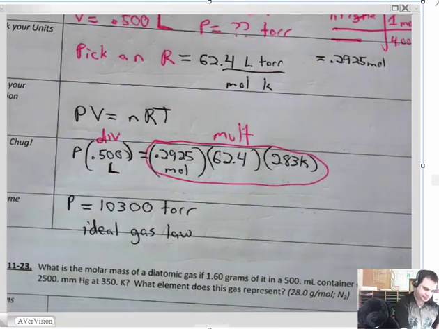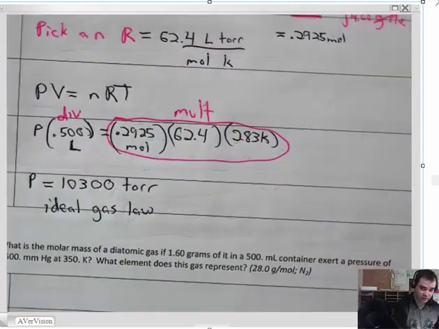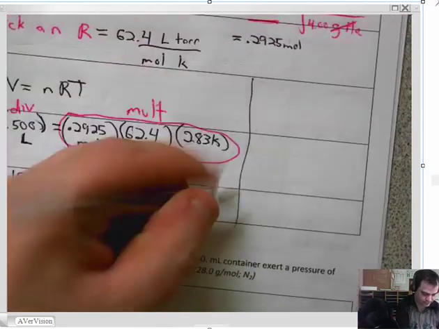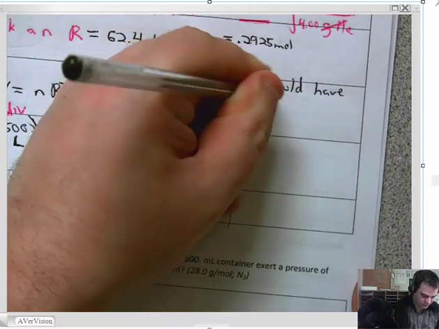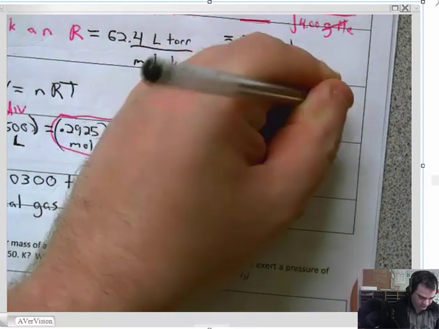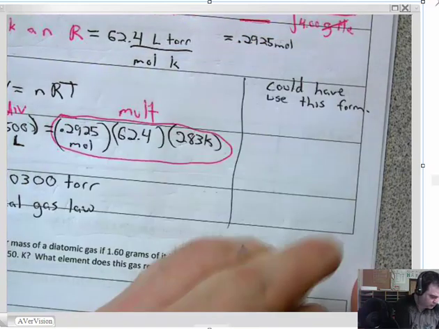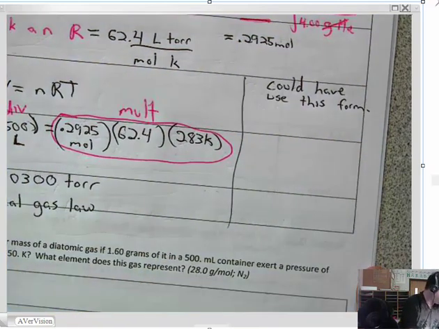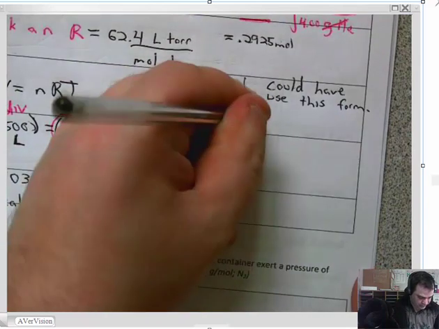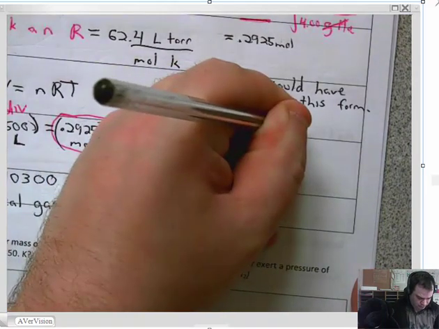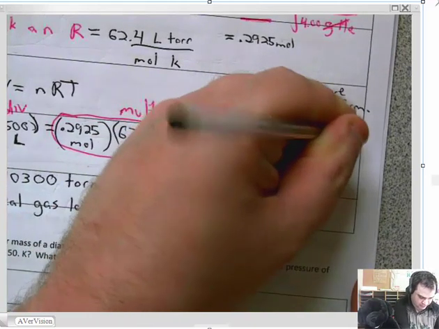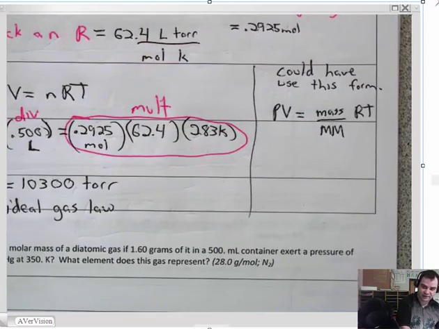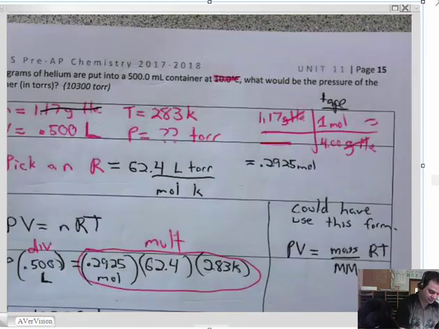Now you could also have used this formula as well. You could have used PV equals mass over molar mass RT. You will get the same answer if you use that formula. The only difference is you wouldn't have done the stoichiometry tape part there.